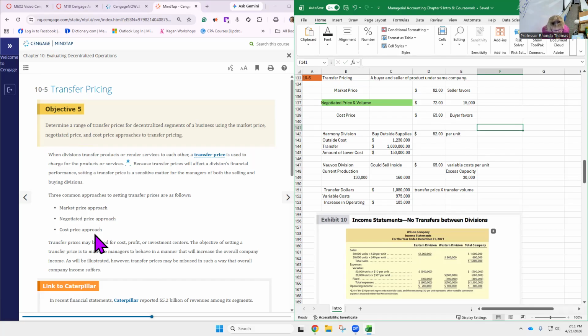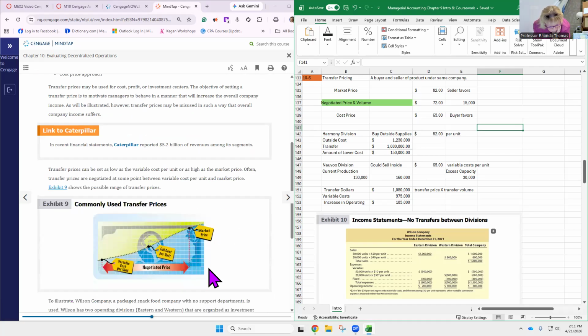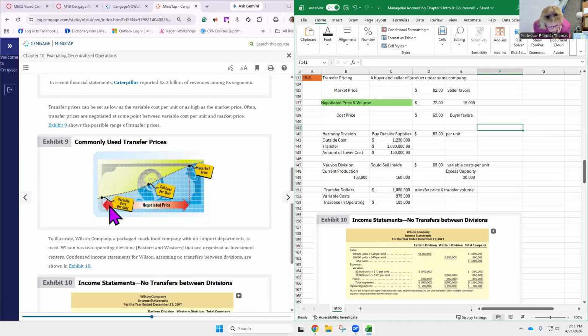So I did put the three prices down: market price. Sometimes that's called fair market value. Okay, and transfer prices may be used for cost, profit, or investment centers. Okay, so here is a good picture. We're looking at a negotiated price. So the seller, right, knows what their costs are, and they would prefer to sell it at the market value.